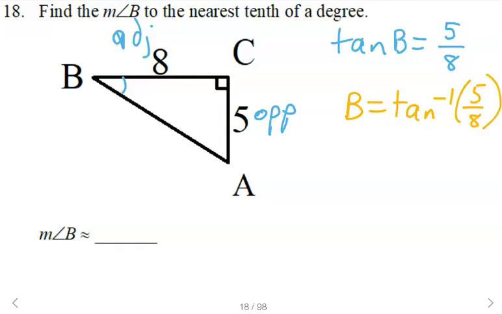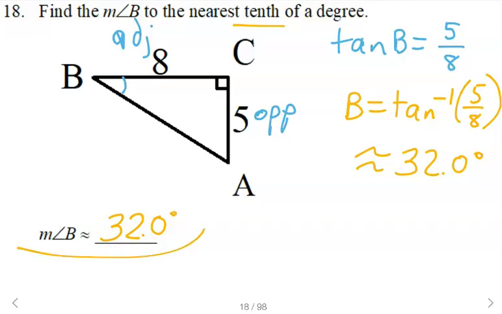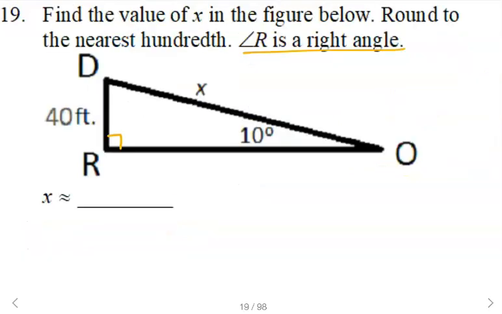Most calculators, it's second or shift tangent. And then you'll put 5 divided by 8, or 5/8. So just to round to the nearest tenth of a degree, we get about 32.0 for the measure of angle B. Putting that 0.0 just confirms that we did, in fact, round it to the nearest tenth.